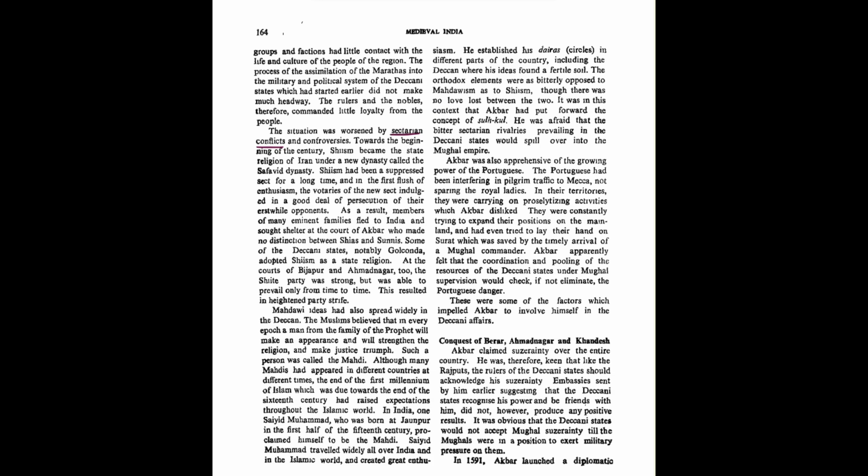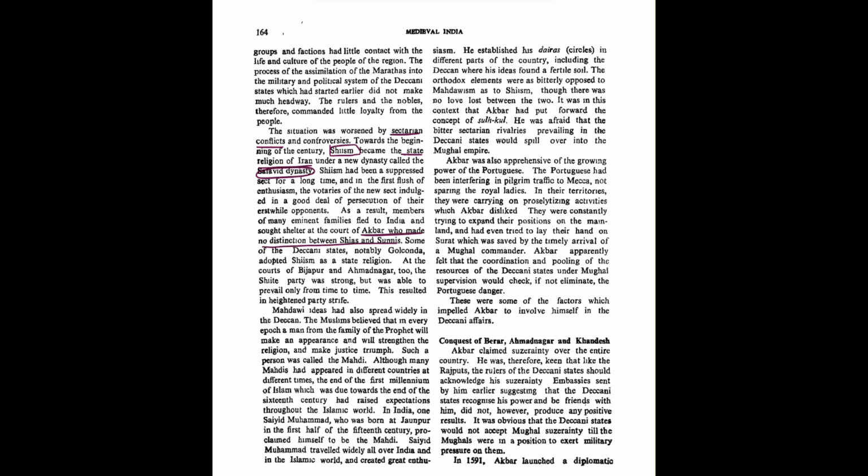Towards the beginning of the century, Shiism became the state religion of Iran under a new dynasty called the Safavid dynasty. Shiism had been a suppressed sect for a long time, and in the first flush of enthusiasm, the votaries of the new sect indulged in a great deal of persecution of their erstwhile opponents. As a result, members of many eminent families fled to India and sought shelter at the court of Akbar, who made no distinction between the Shias and Sunnis.